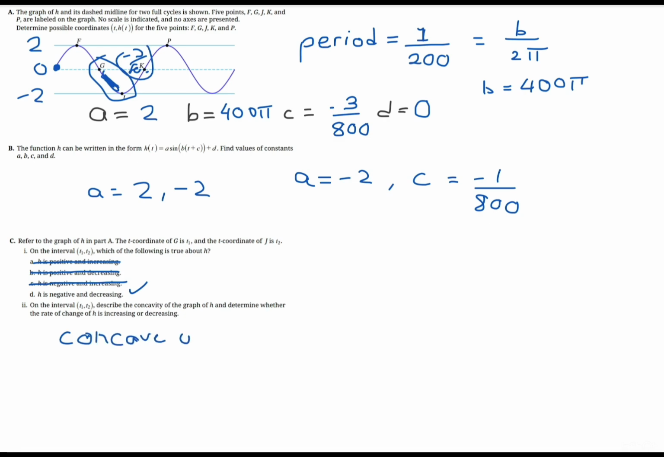And don't get too happy because I also ask about whether the rate of change of H is increasing or decreasing. And since it's concave up, the rate of change of H is increasing.